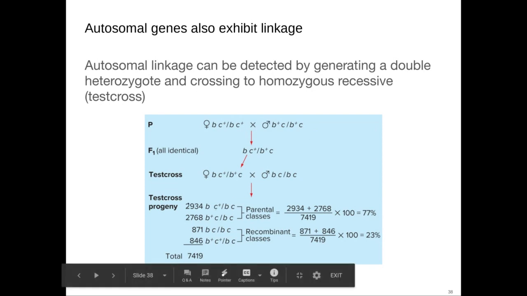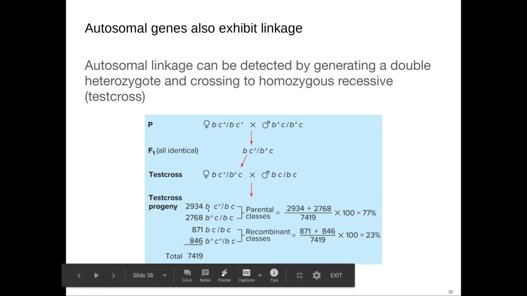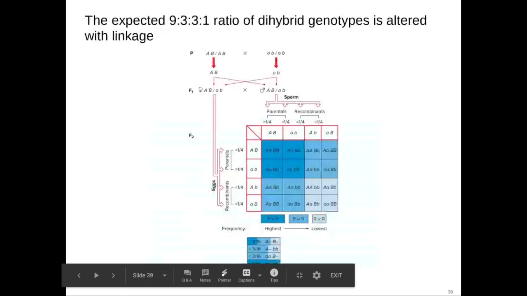And we can see that we have parental classes here and recombinant classes here, again showing that there is a favorability, where 77% follow the parental line, and 23% are this brand new recombinant line. And again, you can see that in the genetics here, or I should say the notation here. That's probably a better way to say that.